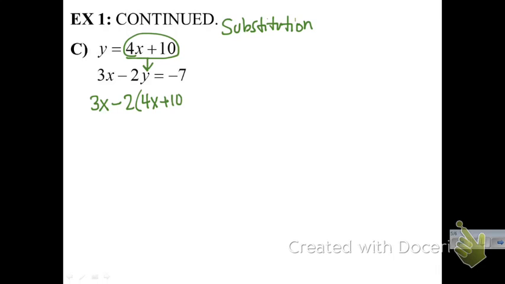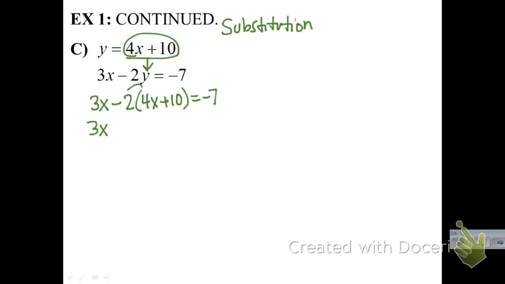On the last one, you can automatically see that the variables are not lined up. You also see that y is by itself in only one equation. So because it's by itself in only one equation, we're going to use substitution. And this means that we're going to take all of our y value and replace it in the second equation. So we have 3x minus 2 times y. Y now is 4x plus 10 from the top equation, equals -7.